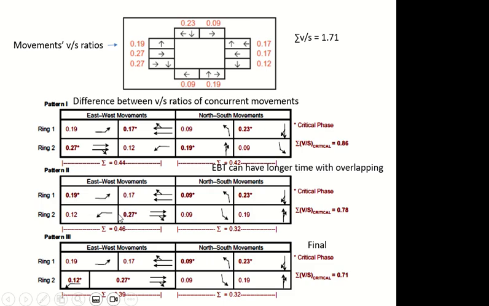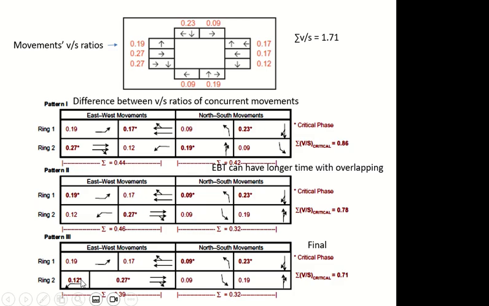So can I extend this? Can I reduce the time of this movement? Now you see this one is non-critical, 0.19, 0.12. So 0.12 needs less time actually. It doesn't need the same amount of time as 0.19. So I can reduce this one and I can extend this one into this. This is what they have done here.